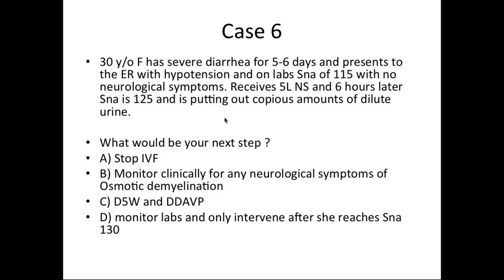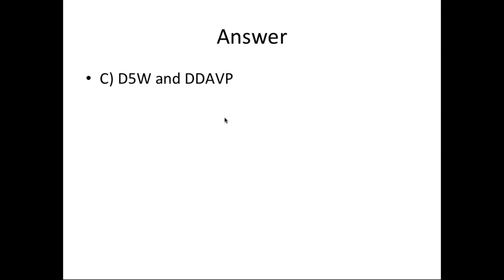Are you going to stop IV fluids? Monitor clinically for any neurological symptoms or osmotic demyelination? Are you going to give D5 with DDAVP? Or are you going to monitor labs and only intervene after she reaches 130?